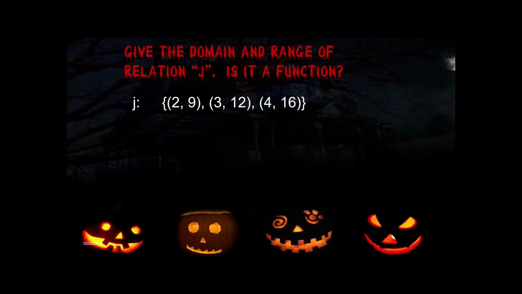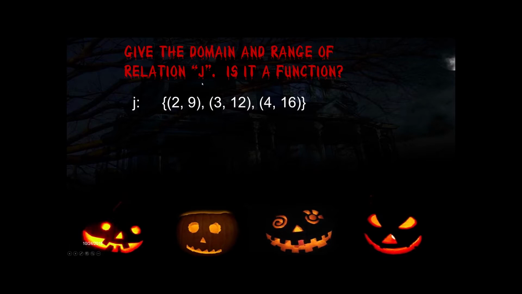Now I'm going to make it a little more mathy for you. Notice that I have a different relationship. We call this relationship J. We're not real creative in math. We try to be very efficient, so we don't give these great names. This one just happens to be a random letter that I picked, and I called it relation J. Notice that in relationship J, you have three coordinates: (2, 9), (3, 12), and (4, 16).